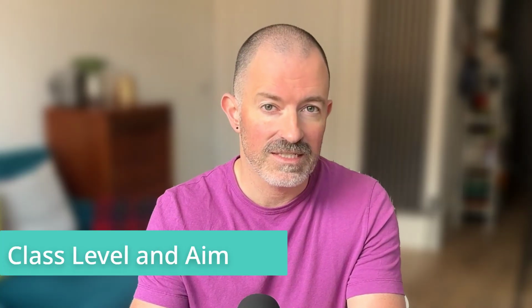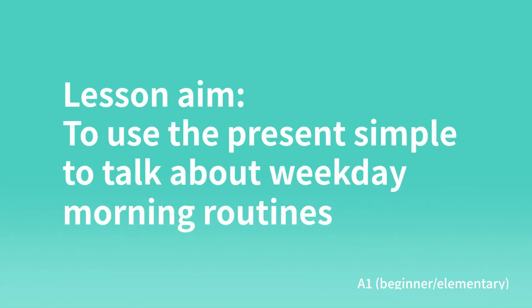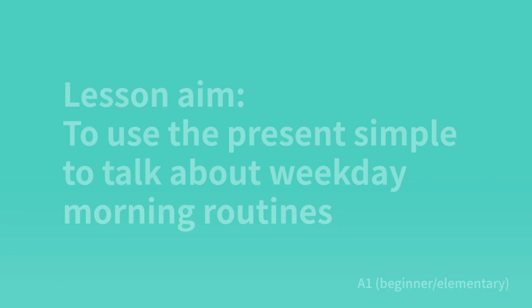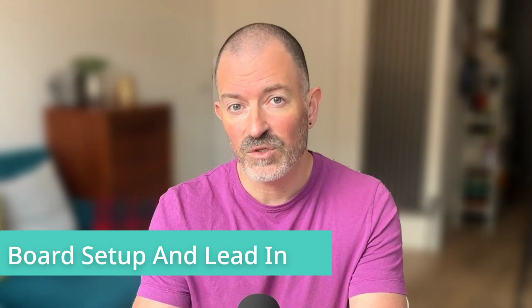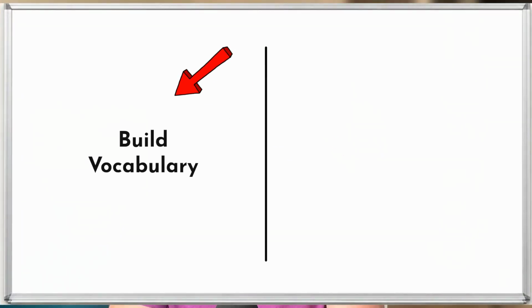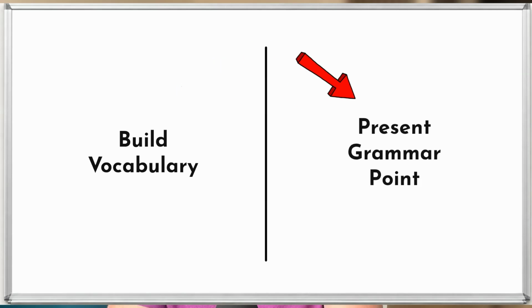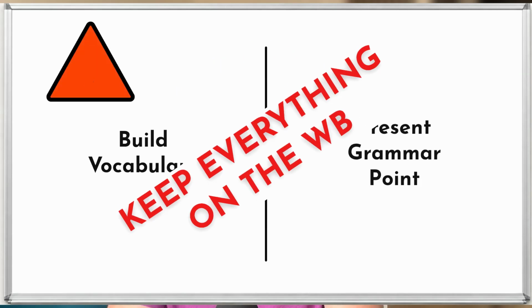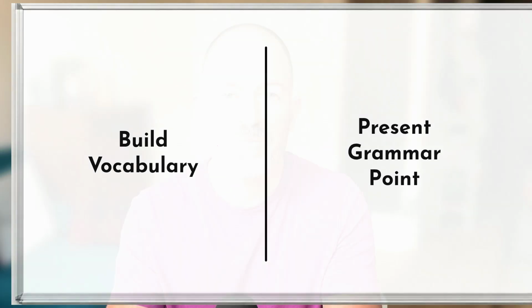Okay, let's get started, and let's imagine I'm teaching beginner elementary level. My aim is going to be students will be able to use the present simple to talk about their weekday morning routines. So the first thing I'm going to do here is divide my whiteboard into two sections. On the left, I'm going to build vocabulary, and on the right, I'm going to present the grammar point. The important thing is that I keep everything on the board throughout the lesson so students can refer back to it whenever they need to.